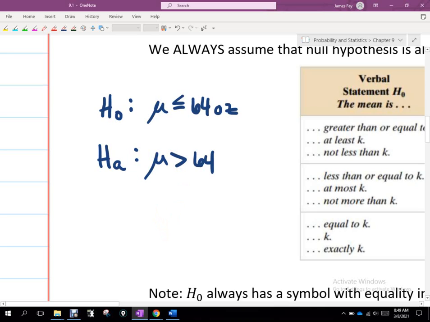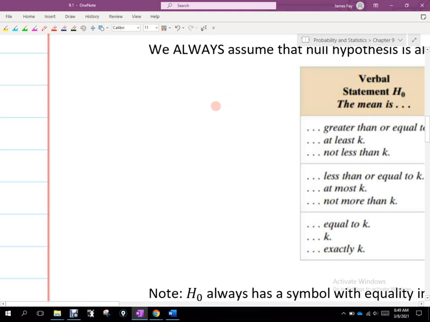We're talking, essentially, about complement ideas, right? So if this was greater than or equal to, then the alternative hypothesis would be less than, right? So that's how we're going to write our null and alternative hypotheses.